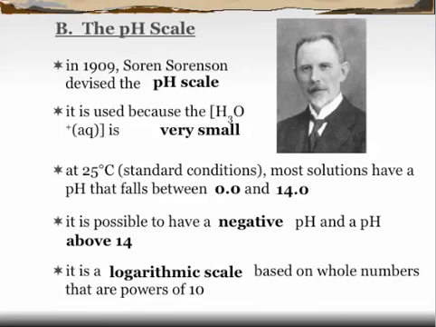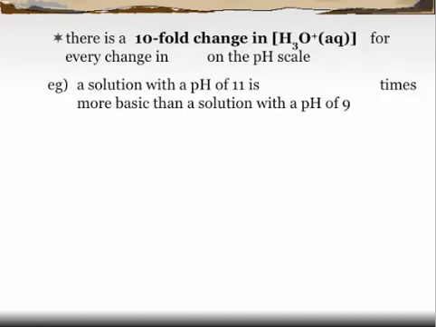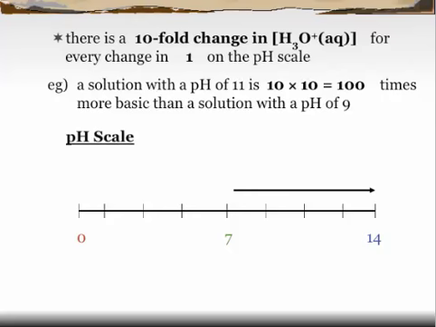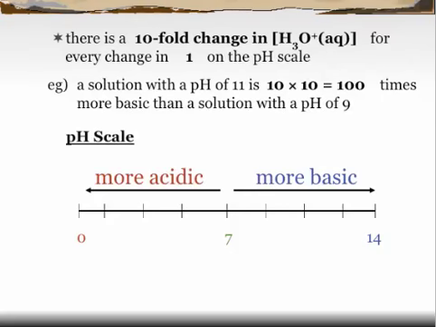It is a logarithmic scale based on whole numbers that are powers of 10. There is a 10-fold change in the concentration of hydroxide ions for every change of 1 on the pH scale. So, a solution with a pH of 11 is 10 times 10, or 100 times more basic than a solution with a pH of 9. The pH scale ranges from 0 to 14, with 7 to 14 being more basic, and 7 to 0 being more acidic. And 7, of course, is neutral.